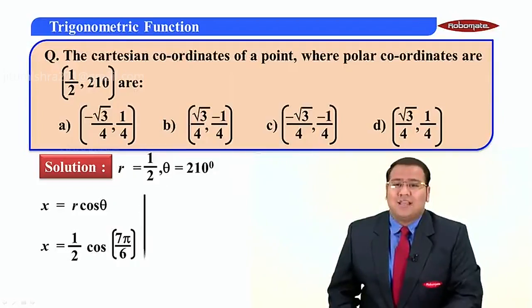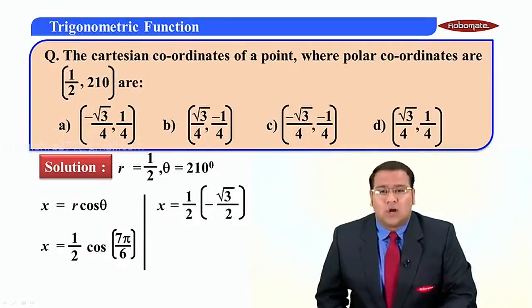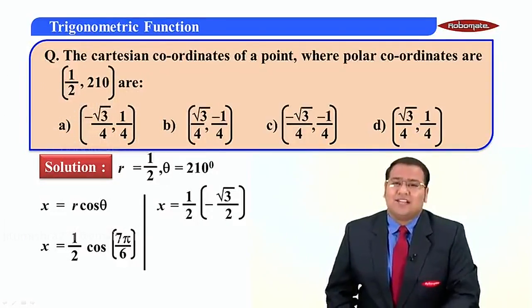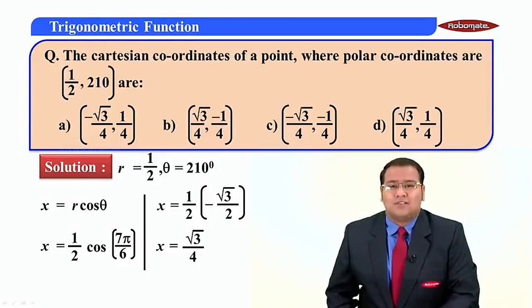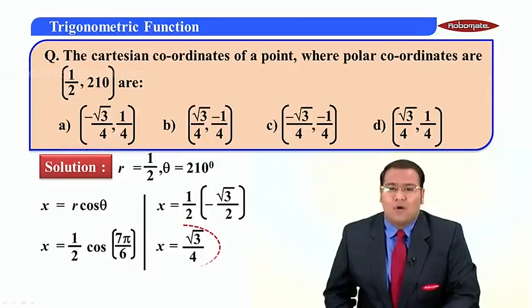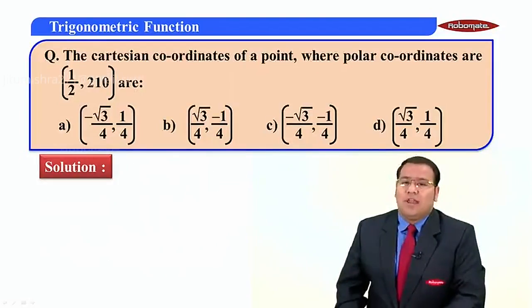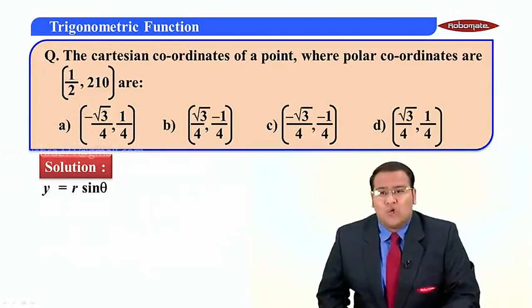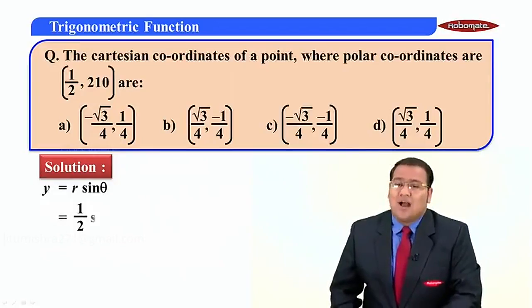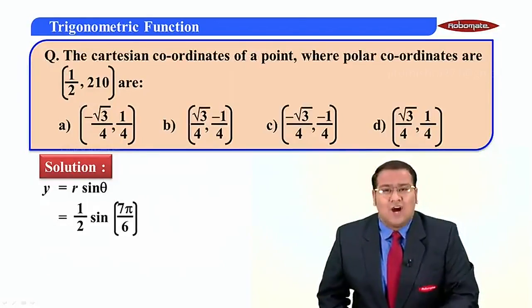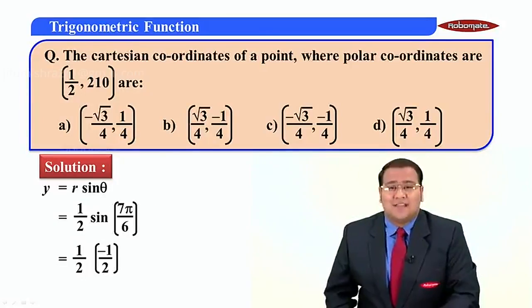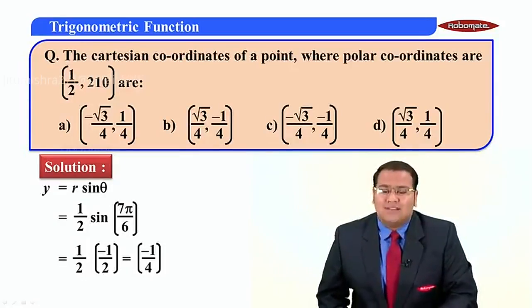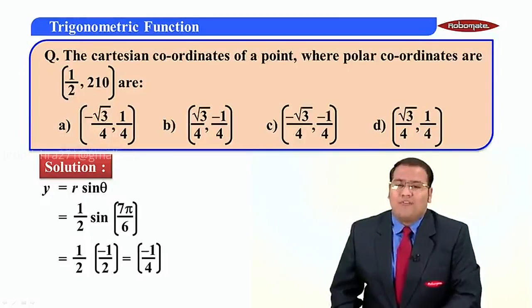Therefore, x is equal to 1 by 2 into cos of 7 pi by 6, which is nothing but minus root 3 by 2. Hence, the x coordinate is minus root 3 by 4. Once you get the x coordinate, we have to find the y coordinate, which is nothing but r sine theta. R is 1 by 2 into sine of 7 pi by 6. Sine of 7 pi by 6 is minus 1 by 2. Hence the value which you get is minus 1 by 4.